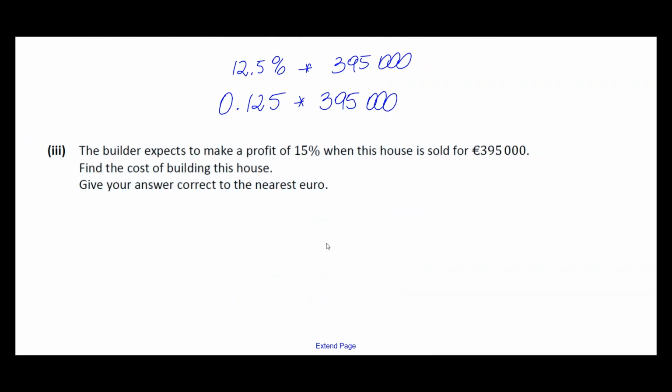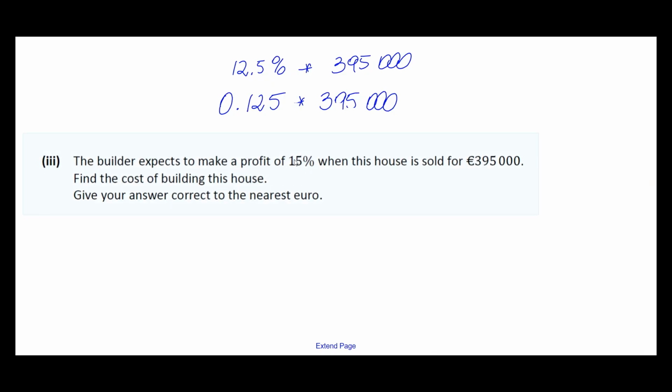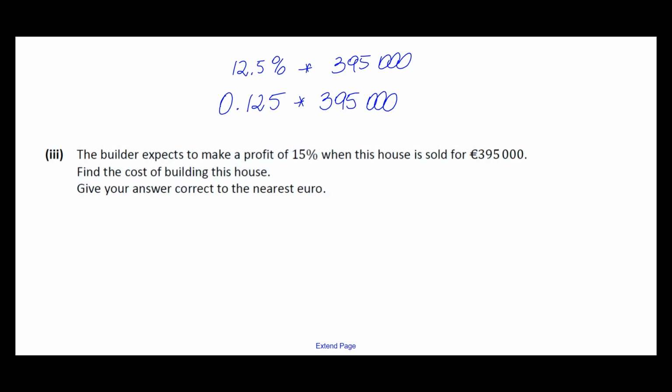The builder expects to make a profit of 15% when the house is sold for 395,000. So what do we need to do? We have to find the cost of building this house. So how do we do this calculation? What did they tell us about the cost, the profit, the sell, all of that?